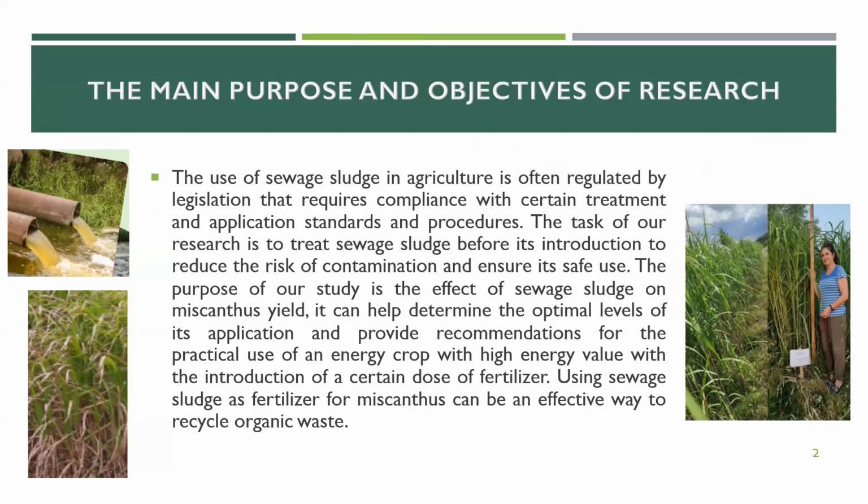The main purpose and objectives of research: the use of sewage sludge in agriculture is often regulated by legislation that requires compliance with certain treatment and application standards and procedures. The task of our research is to treat sewage sludge before its introduction to reduce the risk of contamination and ensure its safe use. The purpose of our study is the effect of sewage sludge on miscanthus yield.